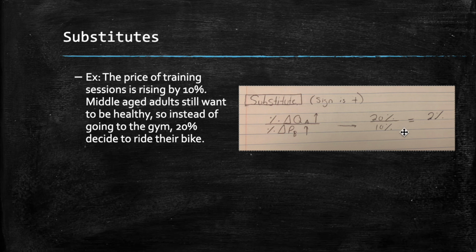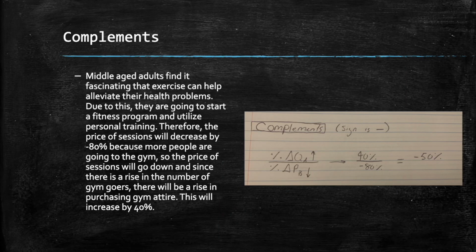And when you run that in the calculator, it should come out to 2%, so 0.02. And that is a positive number, a positive percentage, so we conclude that it's a substitute just because the sign is positive. All right, so since we reviewed substitutes before, now we are going to review complements.